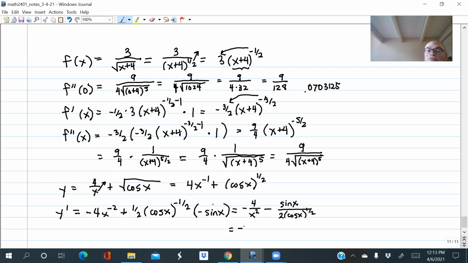But normally you wouldn't write a 1/2 power any longer. You would convert this back to a square root. So you would have sine of x over 2 times the square root of cosine x. That would be the simplified version of the formula for the derivative. And now you can plug in pi over 2 for x and get the numerical answer that they're looking for. I'm not going to do that, but you can do that.